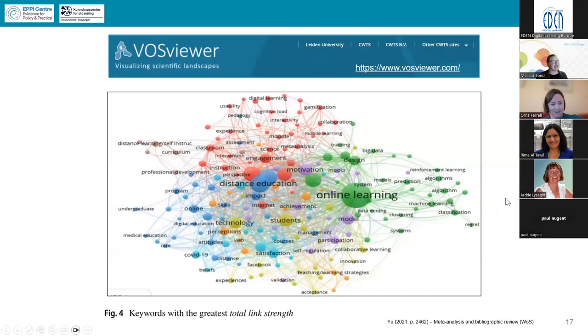So this is an example of one of the reviews in our EdTech sample and how they used VOSviewer to be able to gain a broad understanding of the conversations happening in the distance education online learning research. And as you can see, it shows the interconnectedness between these different groups or subsections of the research.